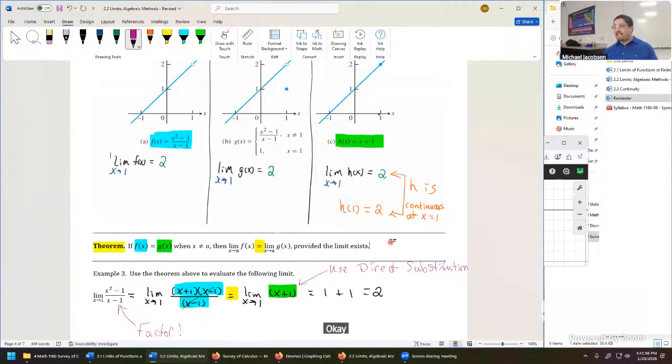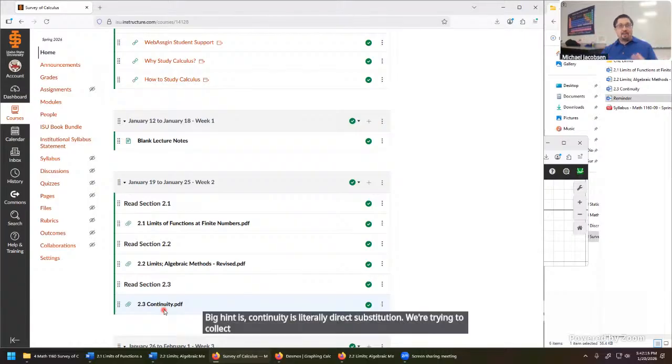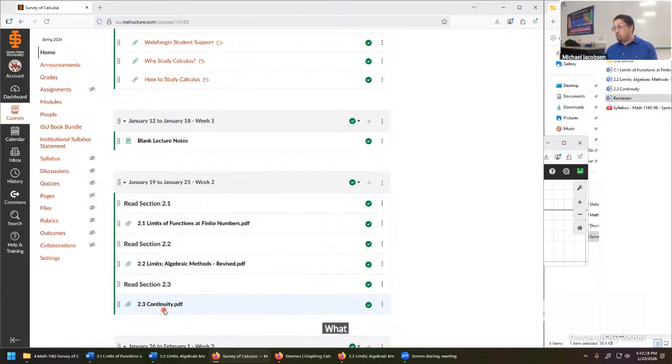Okay, well, I'd say take a look at what's going on in this section 2.2. Come back on Thursday, and this will make a lot of sense. And what's going on in the next section 2.3, continuity? Big hint: continuity is literally direct substitution. We're trying to collect into one category the classification of functions where you can use direct substitution every time. It's the continuous ones. So that's what's going on in 2.3, really just leading off of 2.2 in a direct way.